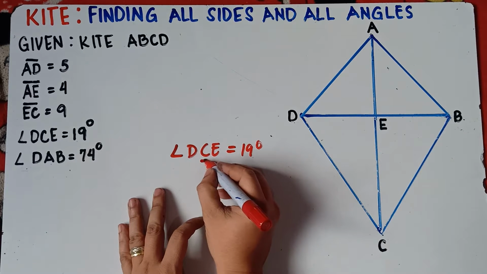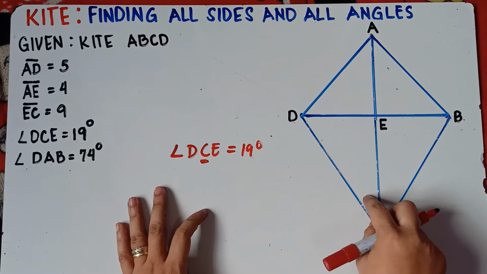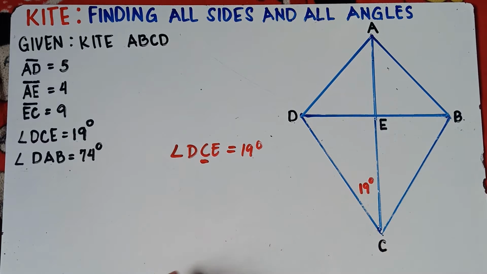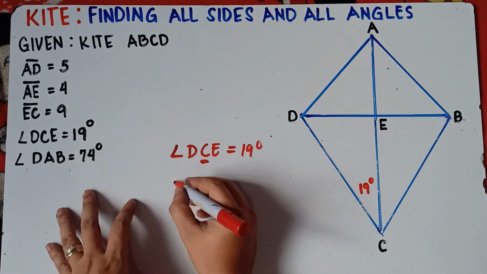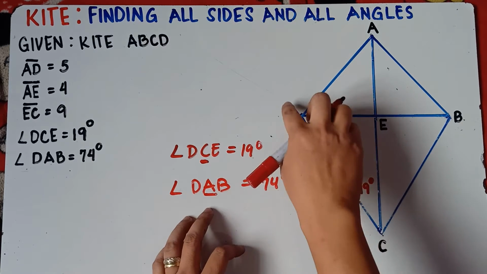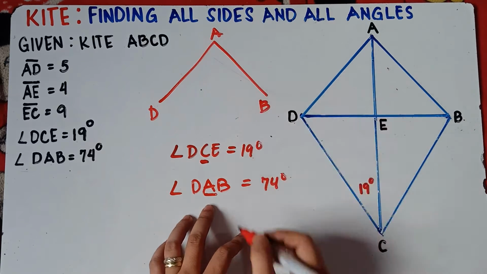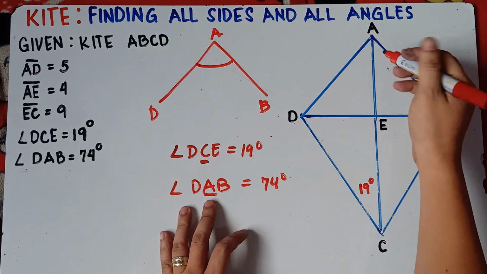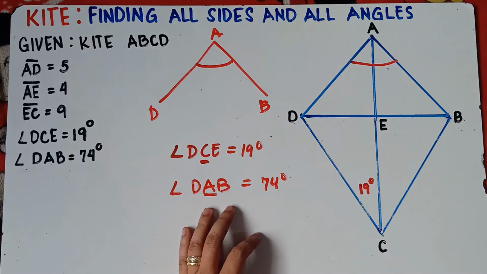You look at this middle part, C. That would be DCE, so this angle right here is 19 degrees. And we also have the given angle DAB, 74 degrees. So this angle A right here is 74 degrees. This angle, class, as a whole, would be 74 degrees.